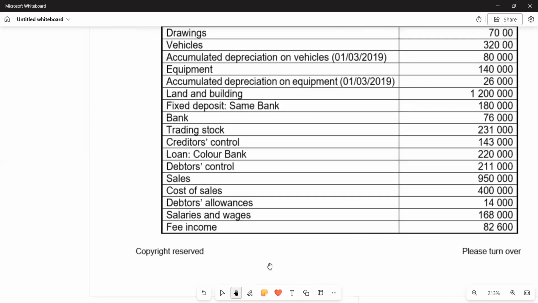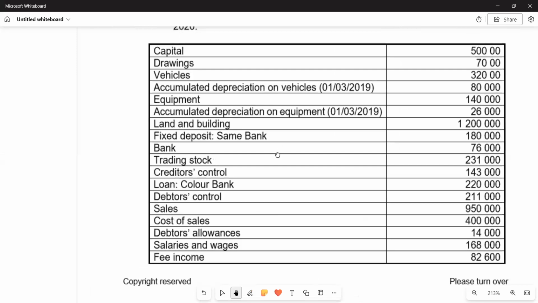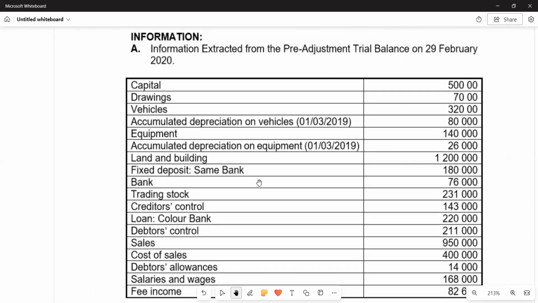You would see that we can start by looking for the figure for sales in this list of balances. If you go down, you would see that we've got the sales figure here, which is 950,000. But remember, we should look for sales returns or debtors' allowances. They are going to reduce the figure for sales. If you go down, you'll see that we've got a debtors' allowance here. So we're going to subtract the allowance of 14,000 from the figure of 950,000.